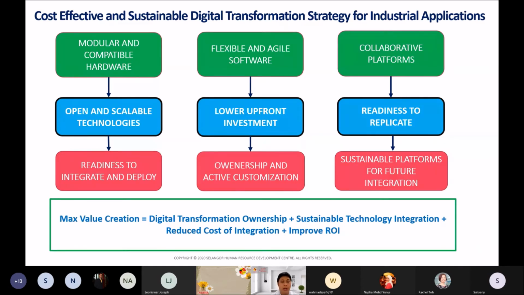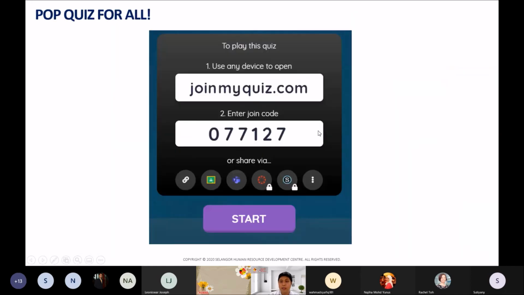Why? Because we want to give our industry and our students the ability of integration and scalability, a modular and compatible kind of integration, ownership and active customization, and sustainable platforms for future integration. That is very, very important. Therefore, you create what we call maximum value creation through digital transformation ownership, sustainable technology integration, reducing your cost of overall integration, and then basically help to improve your overall rate of return on investment.